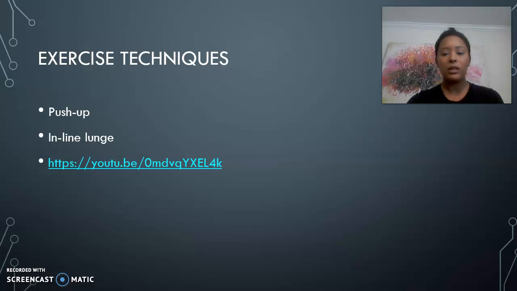So in this slide, I have our link here that shows a few exercises that my client had trouble with. He struggled with his technique for the push-up and inline lunge. For his inline lunge, I noticed that, as stated before, he does have limited mobility in his hips and knees, and that caused his technique to go astray.